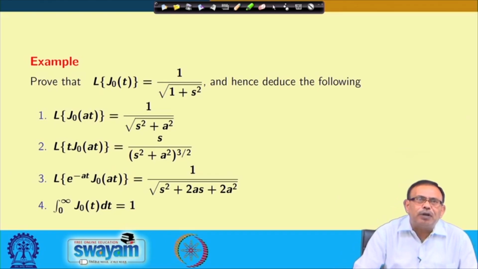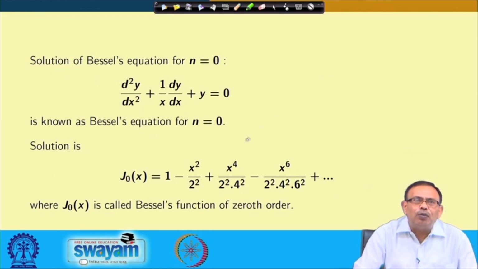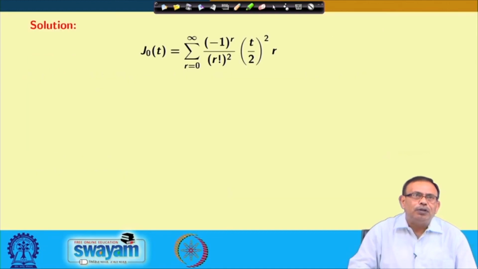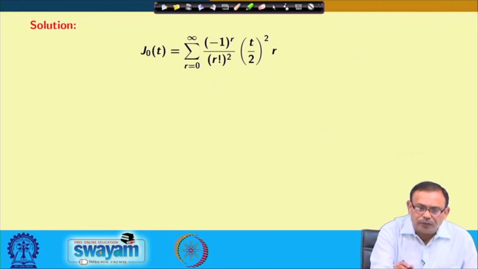And that is the reason you can understand why I told you what is J0(x) and what is Jn(x). So, J0(x) is called the Bessel function of order 0, and Jn(x) is the Bessel function of order n. So, one by one we want to prove this. Let us see this one.